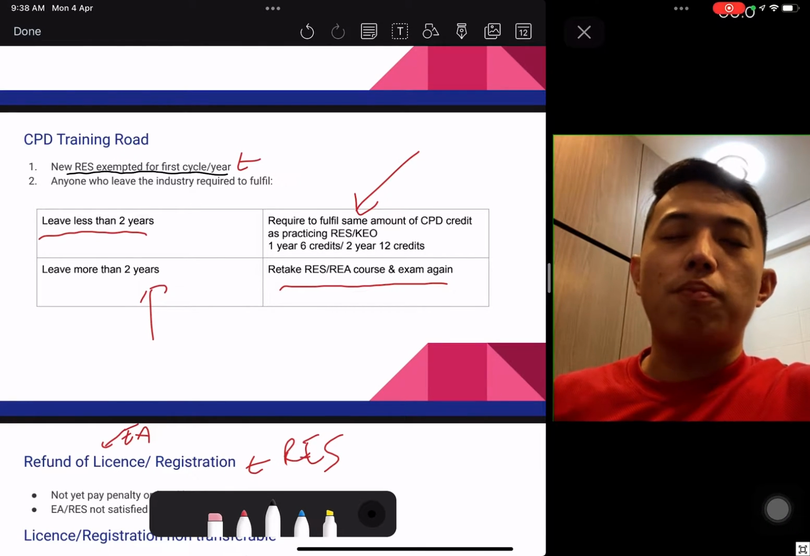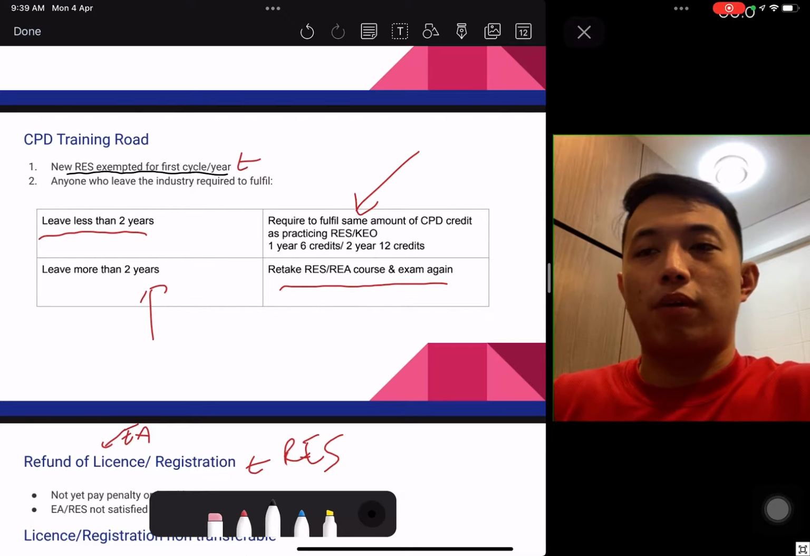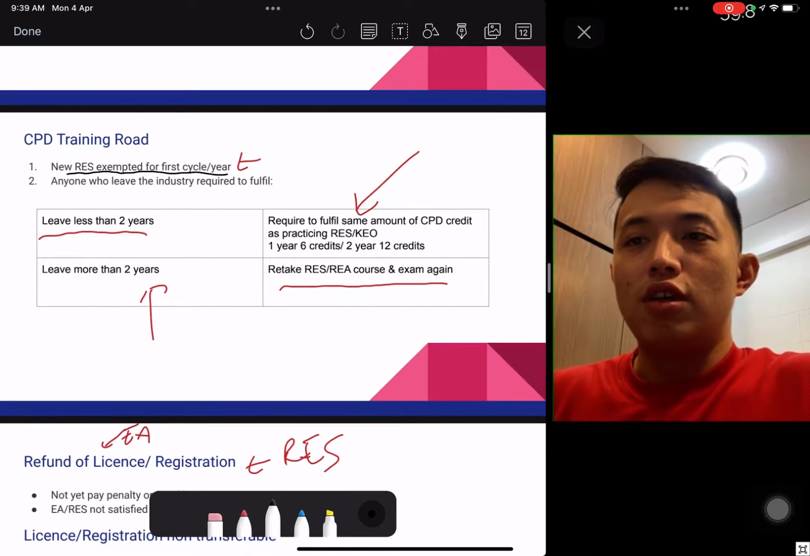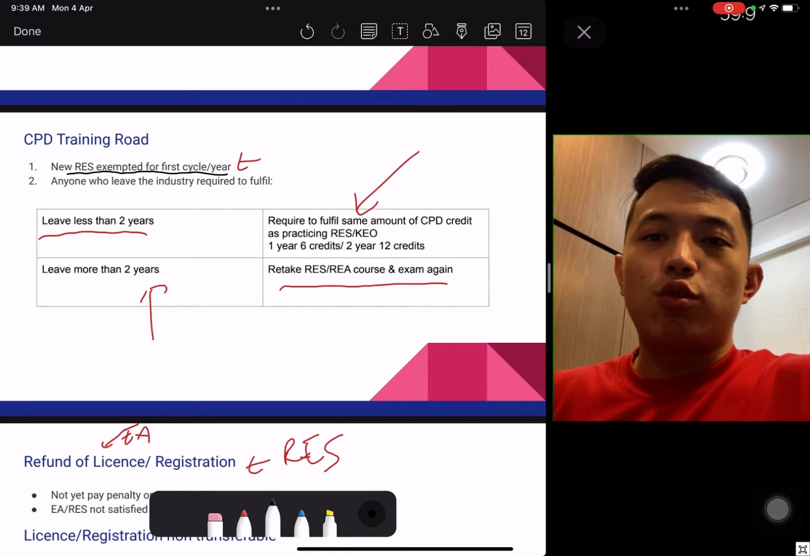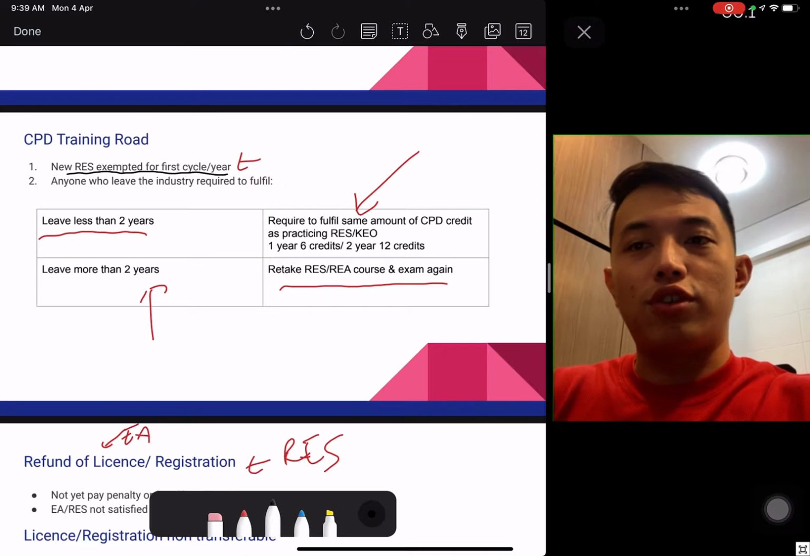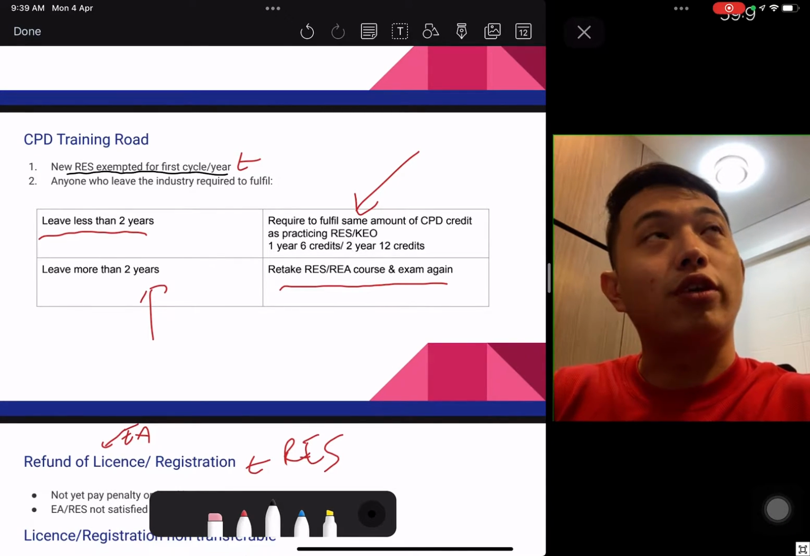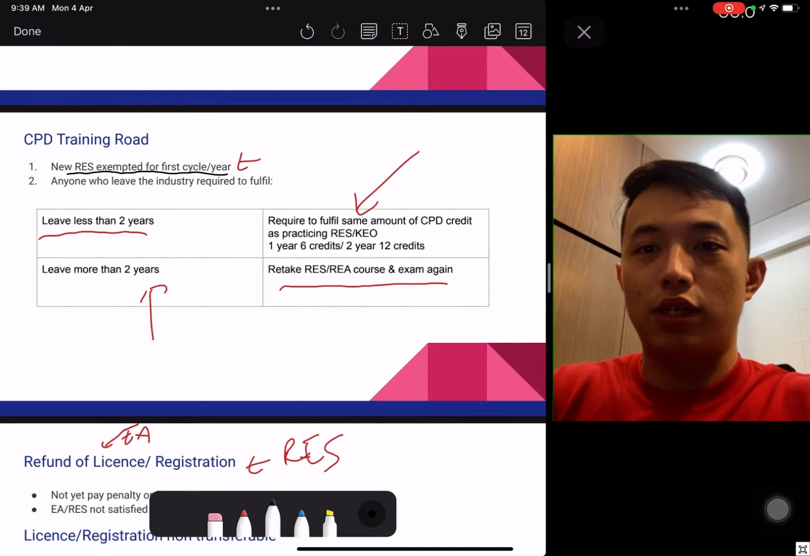So if you have stopped for less than 48 months, so you resigned from any EA and did not practice within 2 years, you are still able to continue in this industry, as long as it is within 24 months, 2 years.